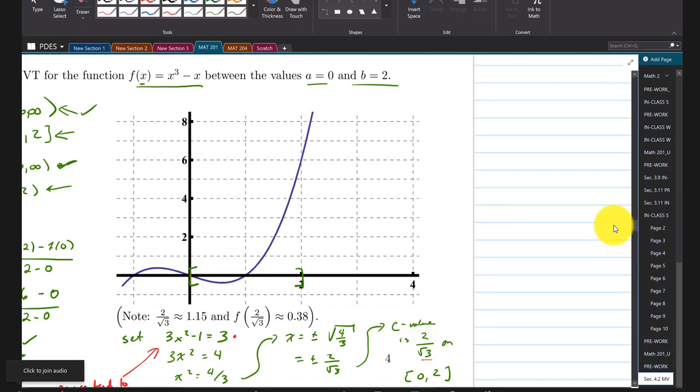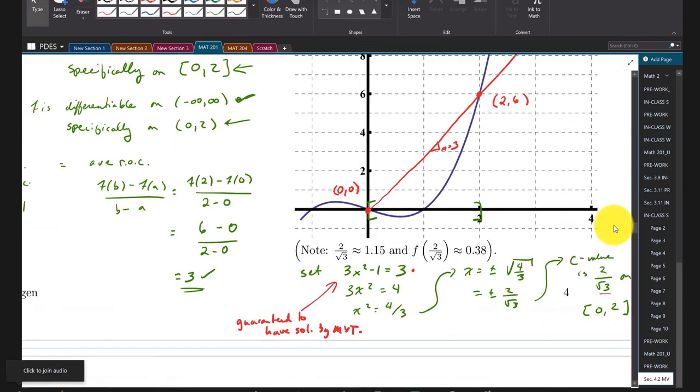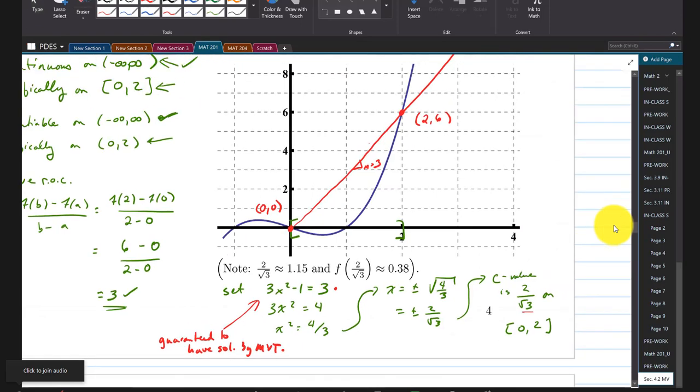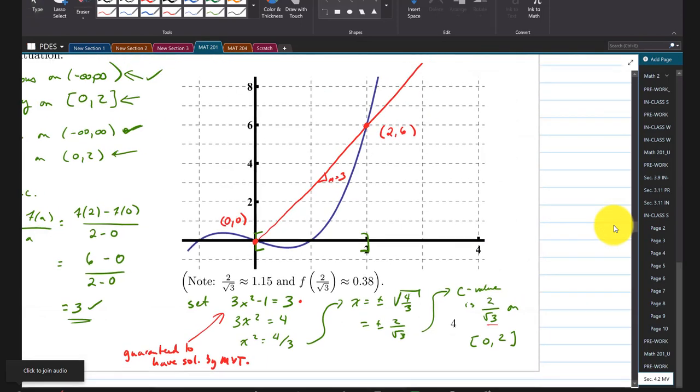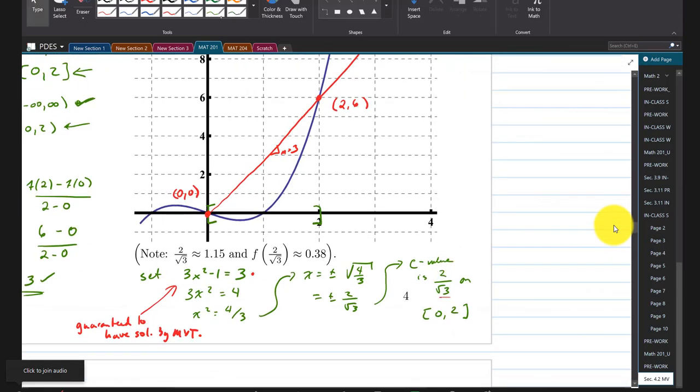So there was the ordered pair (0, 0), and there was the ordered pair (2, 6). So we've calculated that point (2, 6). We calculated the point (0, 0), and then we found, this is the secant line, and we found that the slope of the secant line here was 3. The slope of the average rate of change, that is the slope of the line connecting the two endpoints, came out to be 3. Now, what are we looking for? Well, we said that we are looking for a point on the curve where the instantaneous rate of change matches that average rate of change.